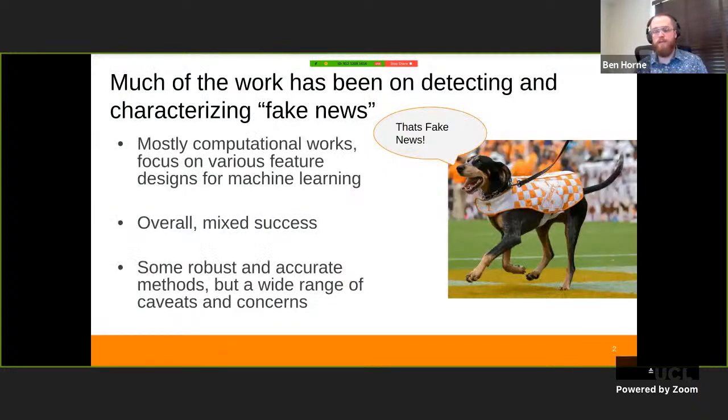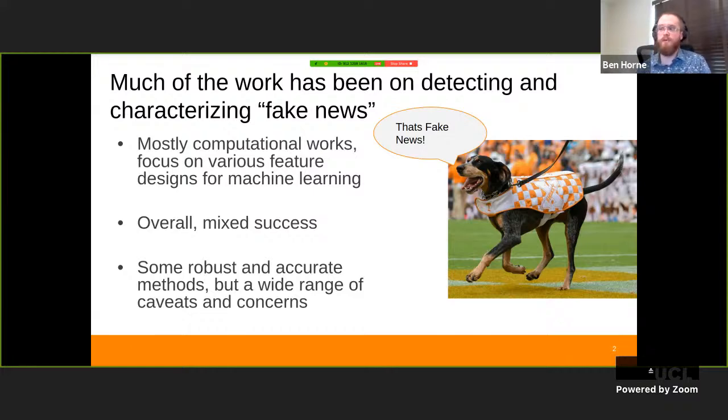So much of this broad area of news veracity assessments and detection has been focused on detecting and characterizing, quote unquote, fake news. And fake news, as you know from the literature, has been defined and utilized in many different ways, all the way from true and false claims to an article that has some sort of misinformation because of hyperpartisan spin, information taken out of context, all sorts of things.